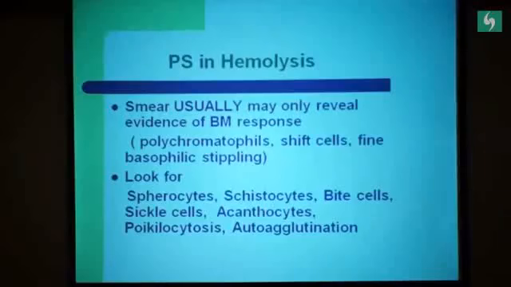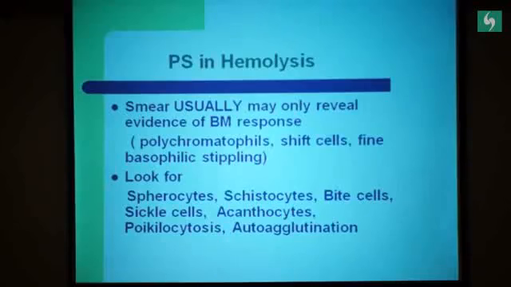And of course we can look for other telltale signs like spherocytosis, cystocytes, bite cells, and particularly G6PD deficiency, sickle cells, acanthocytes, autoagglutination in autoimmune hemolytic anemia, or poikilocytosis. So these can be evidences, but be prepared not to get anything on the peripheral smear. But we must look for it.